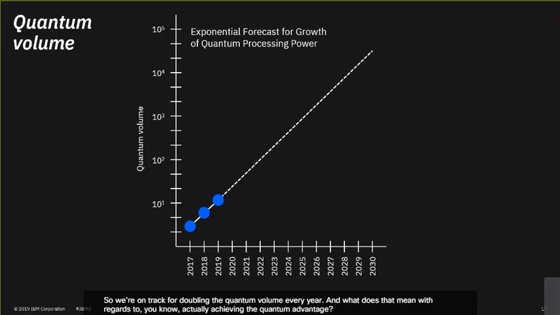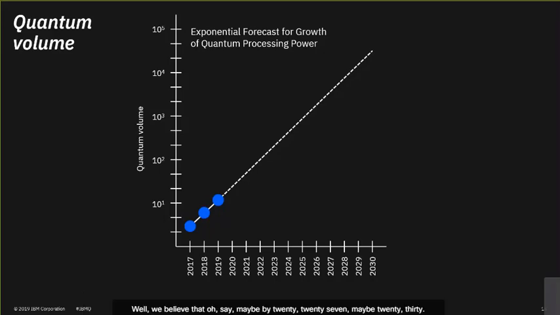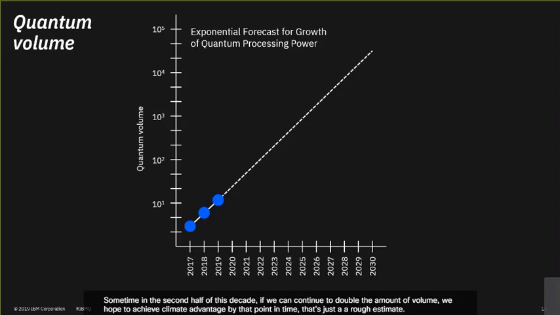And what does that mean with regards to actually achieving quantum advantage? Well, we believe that let's say maybe by 2027, maybe 2030, sometime in the second half of this decade, if we can continue to double the quantum volume, we hope to achieve quantum advantage by that point in time. That's just a rough guesstimate, but maybe 2027, 2030. So this could happen in our lifetime. Next slide, please.